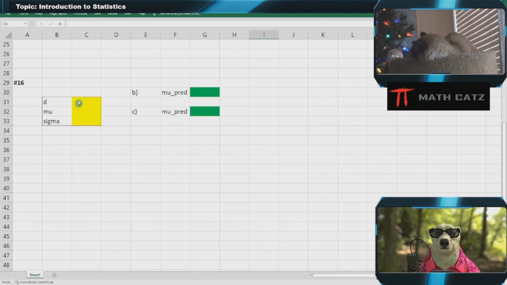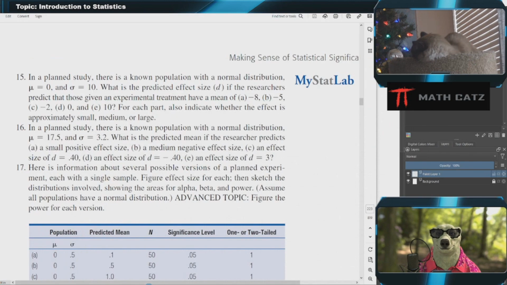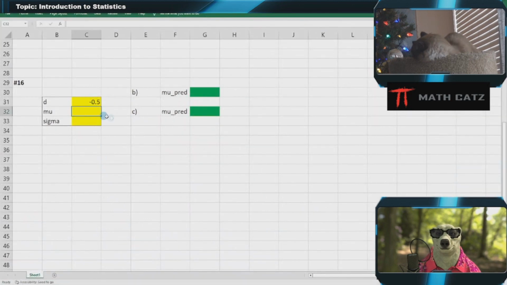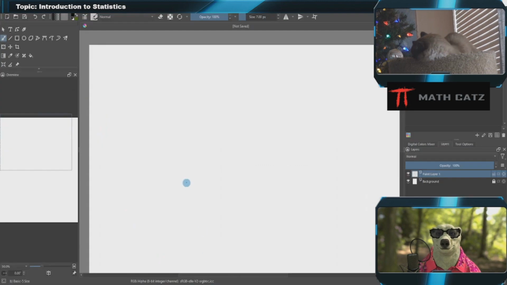So I have things laid out here. I'm going to put in negative 0.5 for the desired effect size. Mu was 17.5, sigma 3.2. So now I have to take that formula and let's maybe get us some space to write.